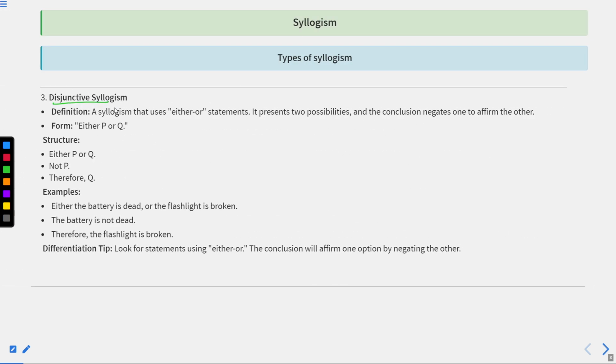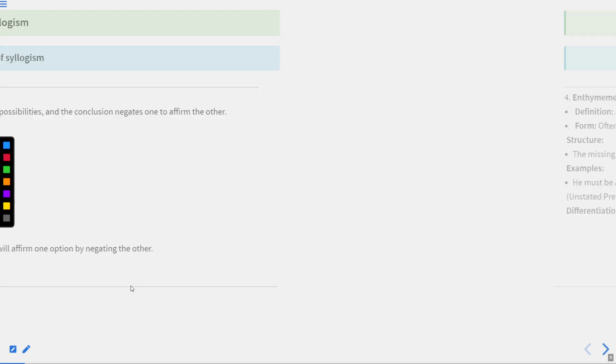Then disjunctive syllogism, which talks about either-or. If X is there, then Y will not be there. Either the battery is dead or the flashlight is broken. The battery is not dead, therefore the flashlight is broken.